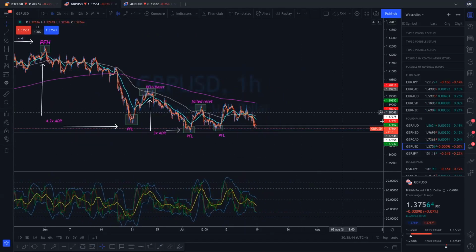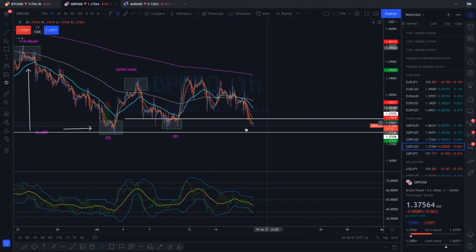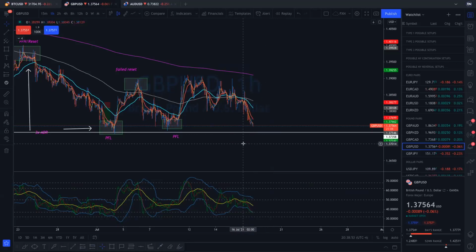So the question becomes, what is it going to do when it gets here again? Now that it's here, is it going to just move sideways like this and get rejected again? If it does, then you're just looking at another failed reset and another peak formation low. Odds are pretty decent it could happen. So that's it. This is also at the bottom too. Look at that. They're all at the bottom also.